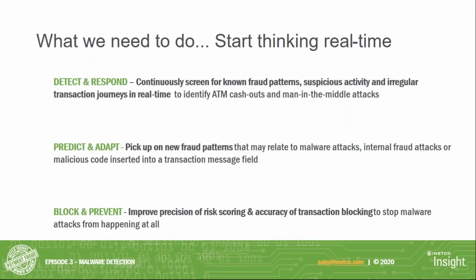So how do we get preemptive about detecting and preventing ATM cash-outs and switch malware attacks? Well, we need to start thinking real-time about fraud detection. This means adopting real-time capabilities that make us radically quicker at detecting and responding to suspicious and irregular transaction journeys. Incorporating real-time AI and machine learning to help us predict and adapt to existing and new fraud patterns that identify malware attacks, internal fraud attacks, or malicious code inserted into a transaction message field. And putting the blocking and preventative measures in place to instantly flag and notify of activity requiring immediate investigation.